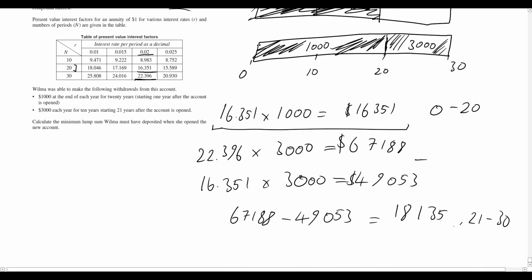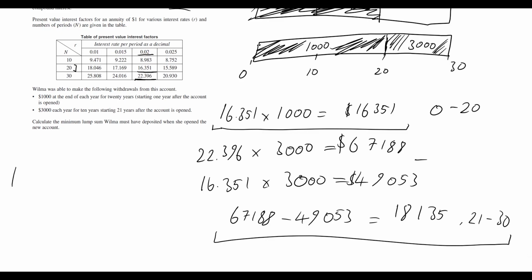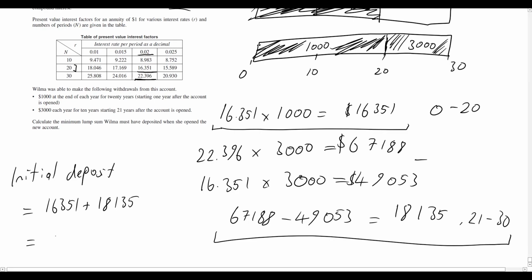Okay, so all we need to do now is add up the two amounts for those two different periods, from 0 to 20 and from 21 to 30. And so we find that the initial deposit is going to be equal to $16,351 plus $18,135, or in other words, a total initial deposit of $34,486. And that's our final answer there. And that concludes the 2020 HSC.